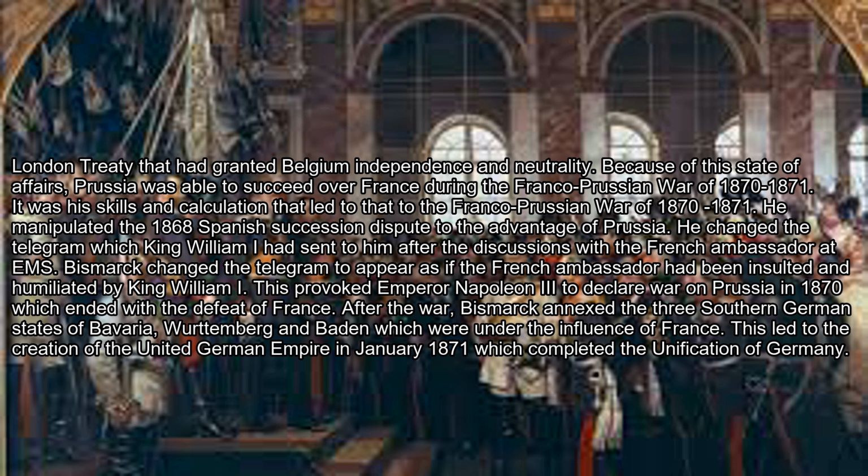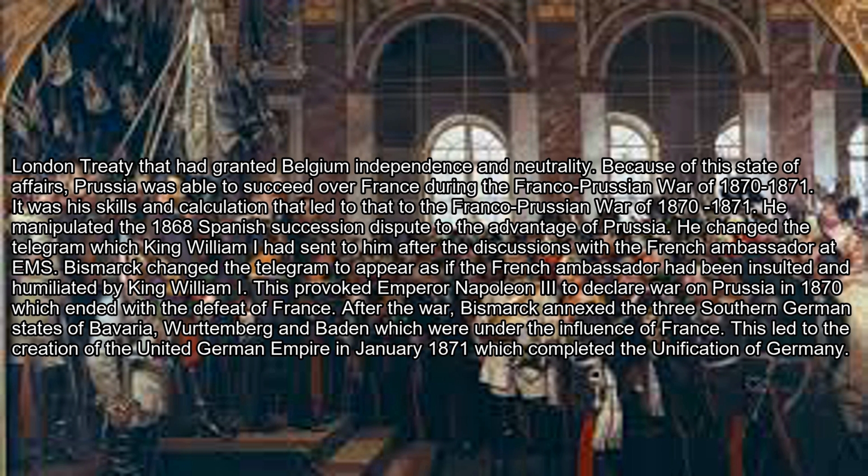He manipulated the 1868 Spanish succession dispute to the advantage of Prussia. He changed the telegram which King William I had sent to him after the discussions with the French ambassador at Ems. Bismarck changed the telegram to appear as if the French ambassador had been insulted and humiliated by King William I. This provoked Emperor Napoleon III to declare war on Prussia in 1870, which ended with the defeat of France. After the war, Bismarck annexed the three southern German states of Bavaria, Württemberg and Baden, which were under the influence of France. This led to the creation of the United German Empire in January 1871, which completed the unification of Germany.